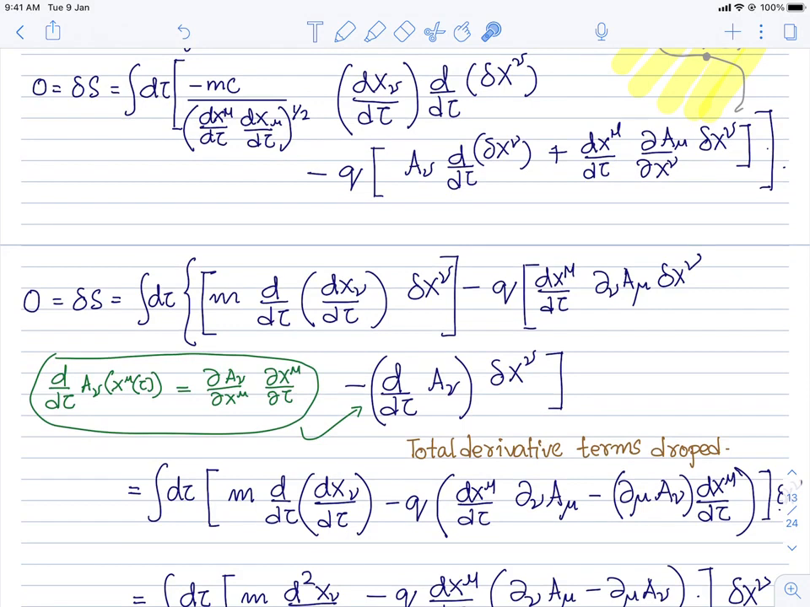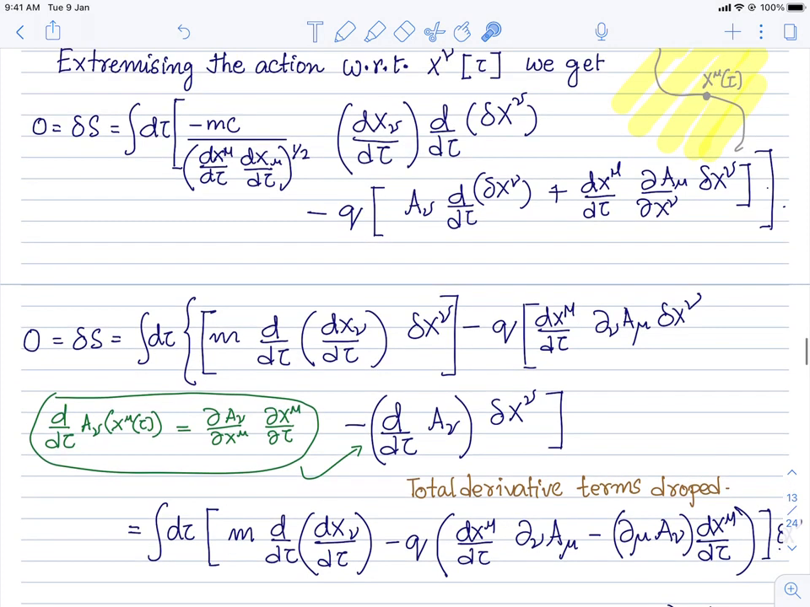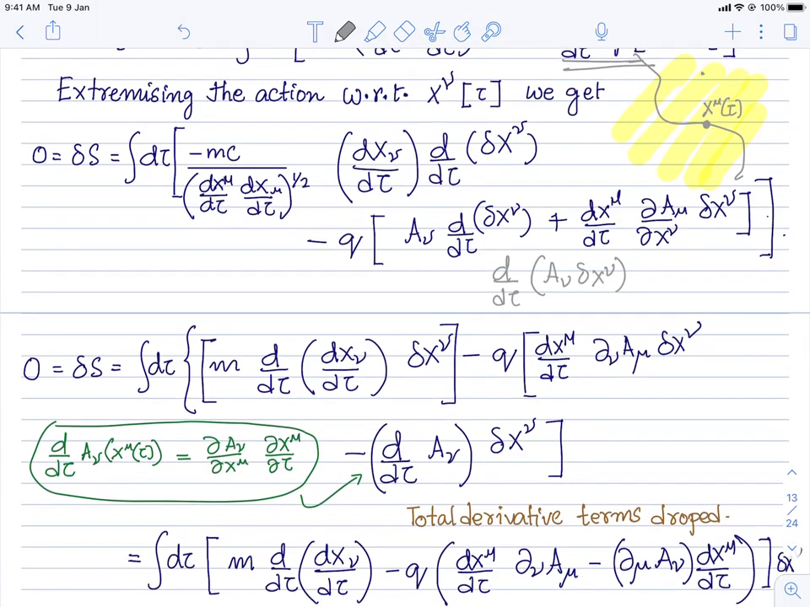So right. I have not written the total derivative term, but you know what I mean. I can take this and write it as d/dτ of A_ν times δx^ν. Here, when the derivative hits this one, I will get this term back. But when the derivative hits the other one, I have to subtract, and I have subtracted that here.